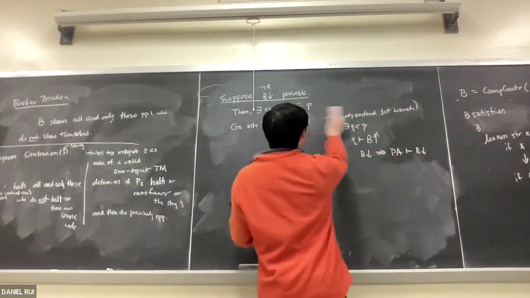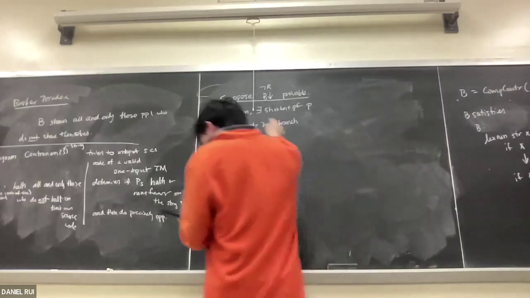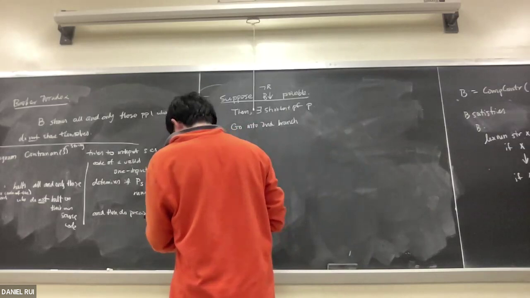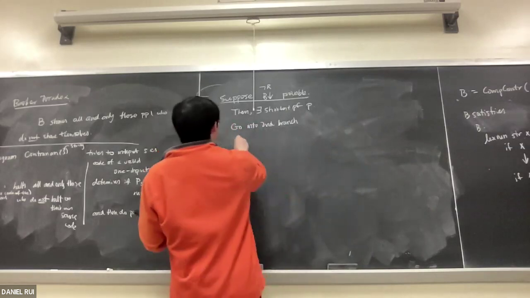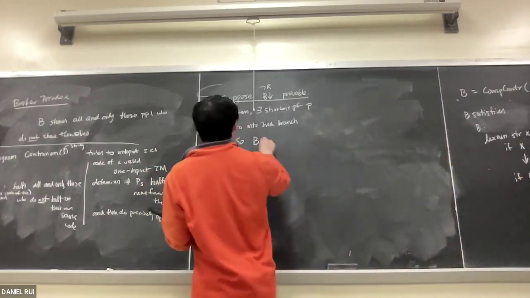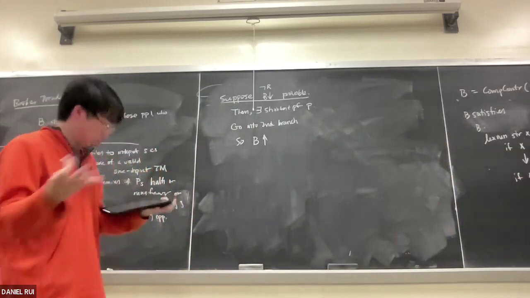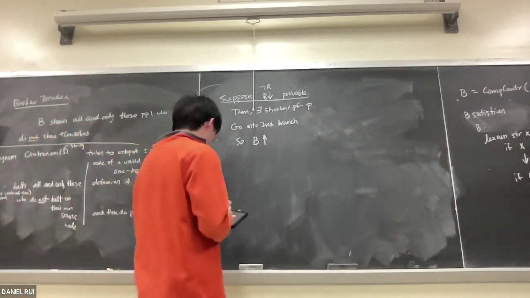So assuming that PA is consistent, then this cannot have happened. So let's just say bye-bye. This cannot have happened. So now I'm firmly in the second branch. Which means that the conclusion is that B must, in fact, run forever. Sure. But then what?